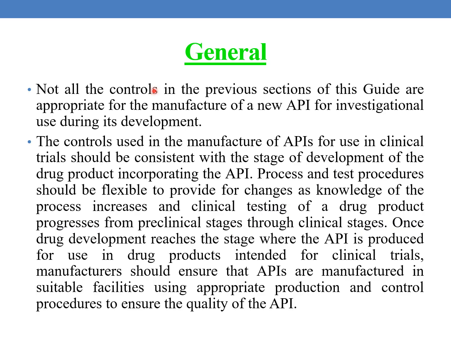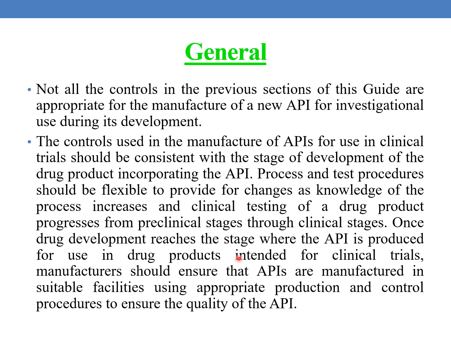Coming to the general guidelines, not all the controls in the previous sections of this guide are appropriate for the manufacture of a new API for investigational use during its development, that is, APIs for clinical trials. The controls used in the manufacture of APIs for use in clinical trials should be consistent with the stage of development of the drug product incorporating the API. And the process and the test procedure should be flexible to provide scope for changes as knowledge of the process increases and clinical testing of the drug product progresses from preclinical stages through clinical stages.